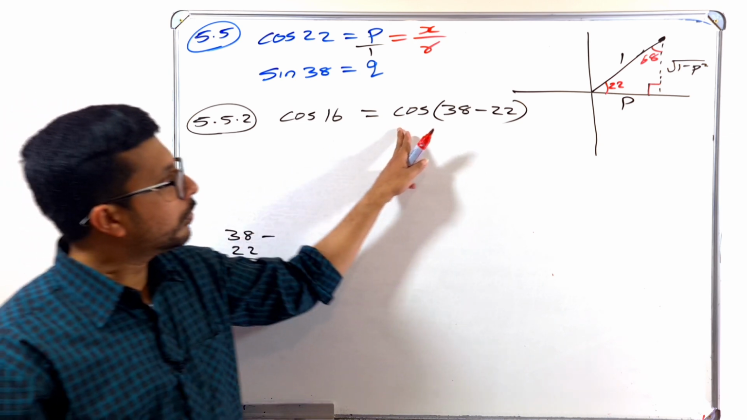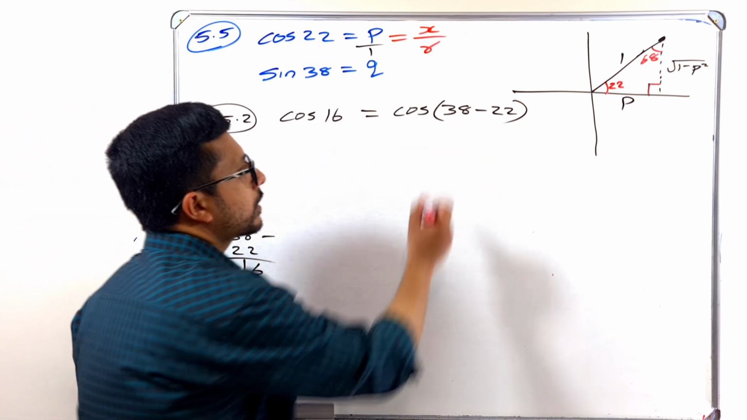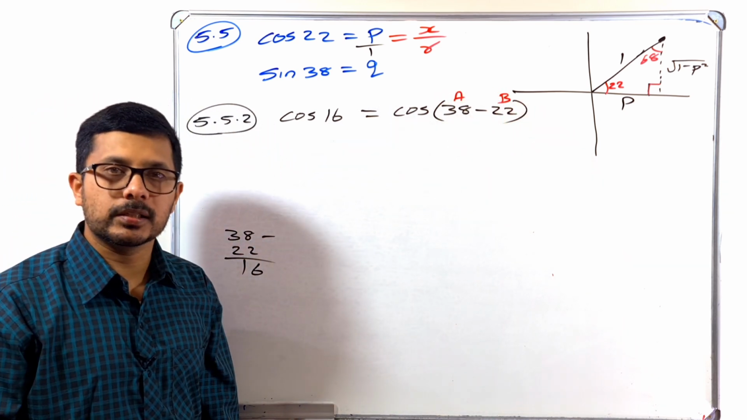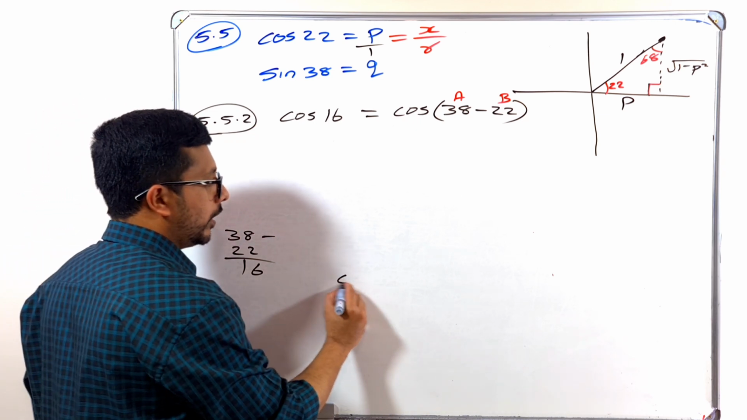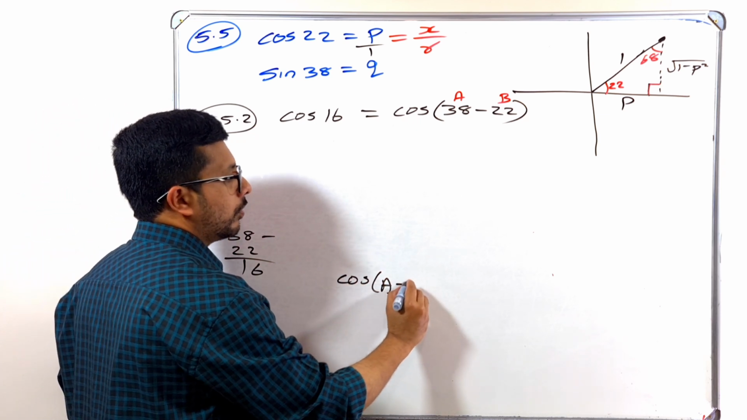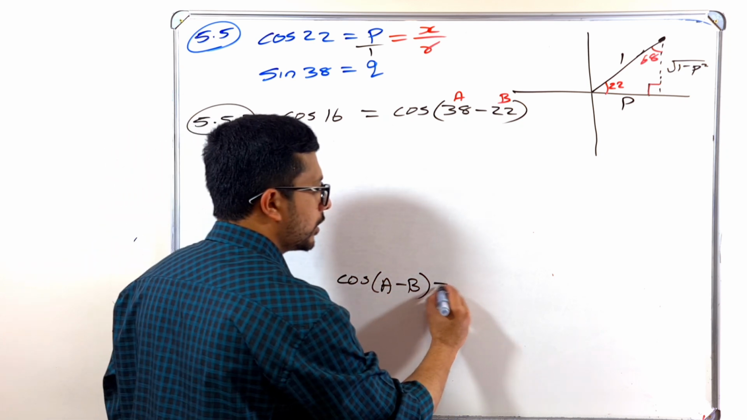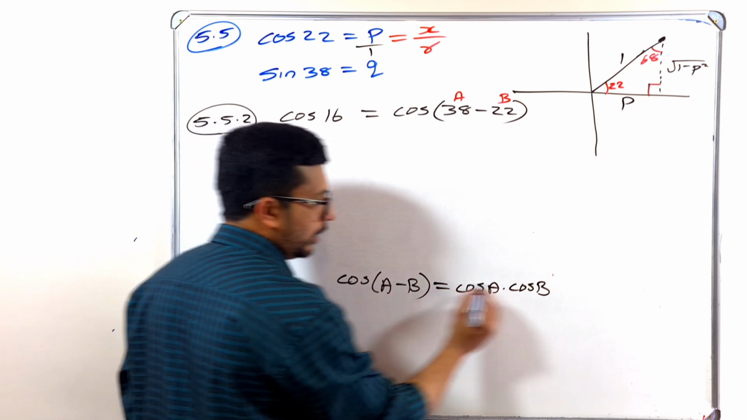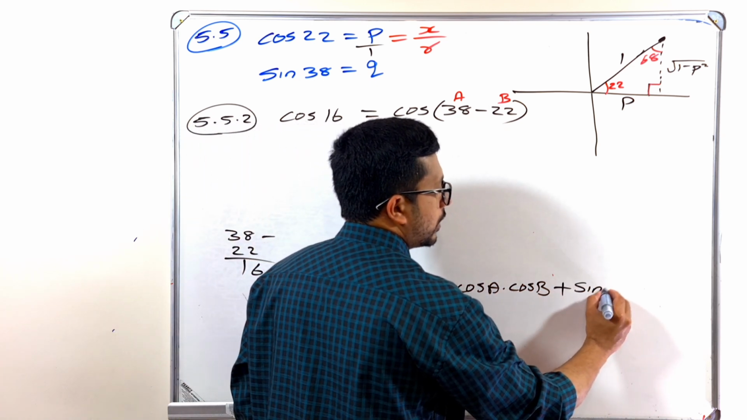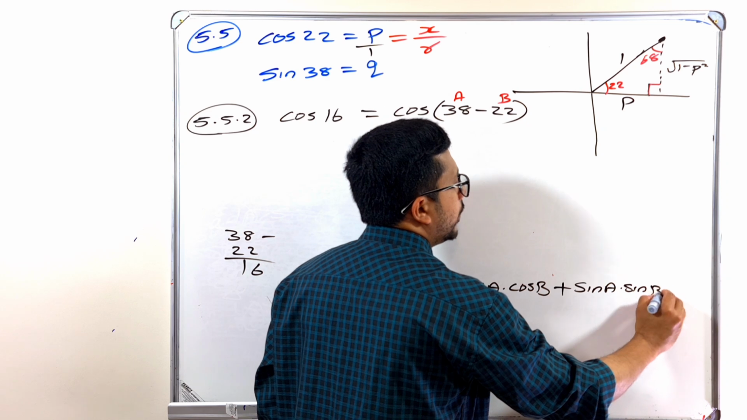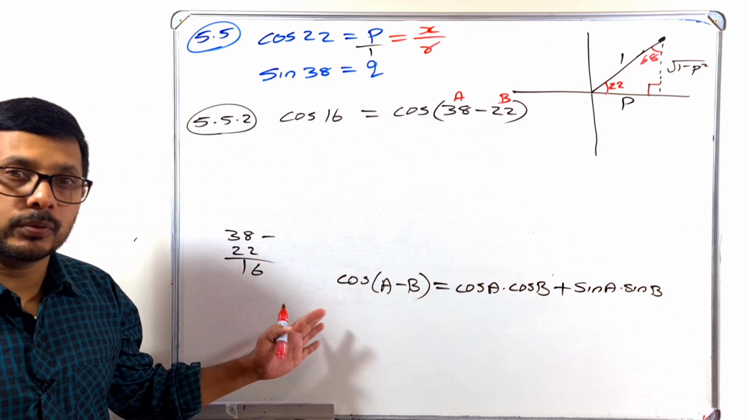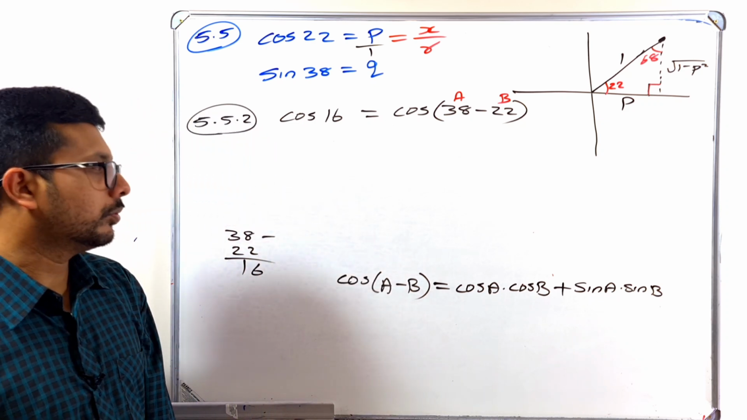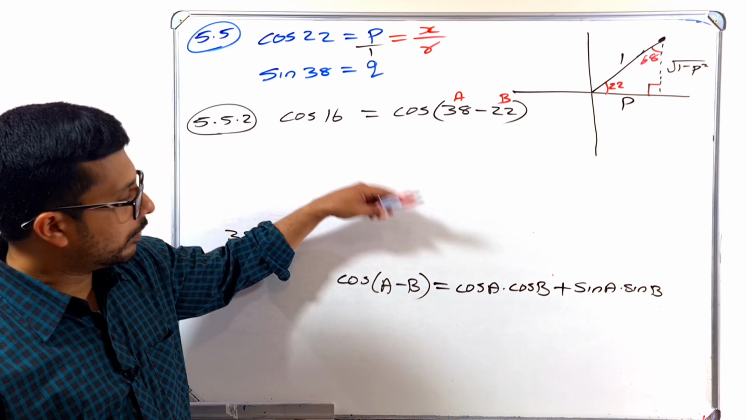Okay, so now look at this one. Cos of, if I call this A, this one B, that is cos of A minus B. What is the expansion, guys? By heart, by heart, by heart. Cos A into cos B. Since here it is minus, here you have to write plus sin A into sin B. Okay, you have to know this formula, even though the formula is there at the back side of your question paper, the formula sheet. But it's better to know the formula. Okay, so here we can expand like that.